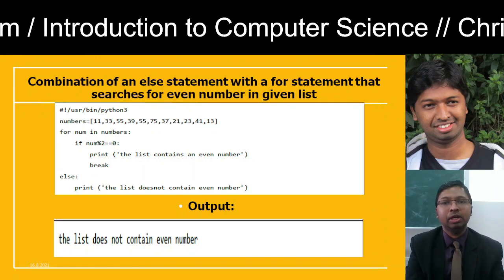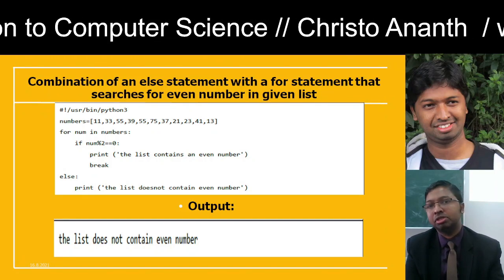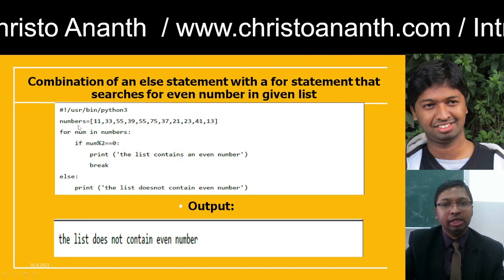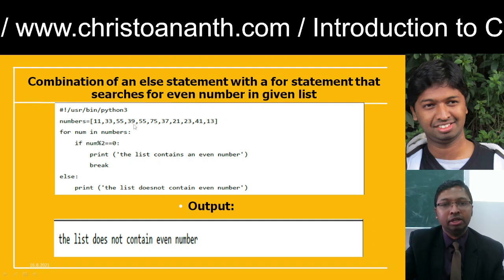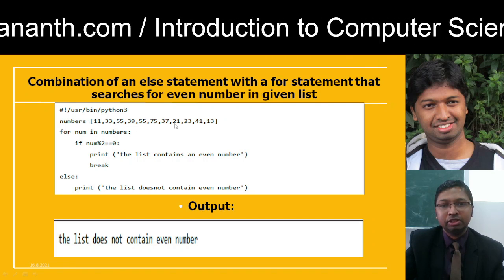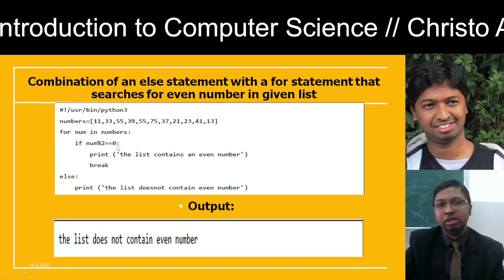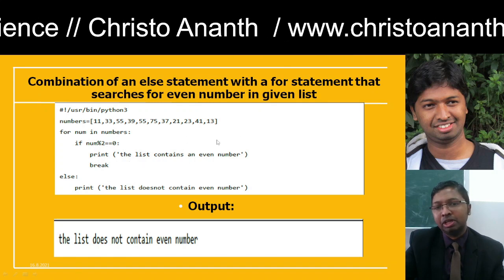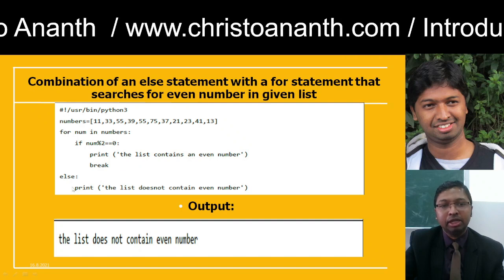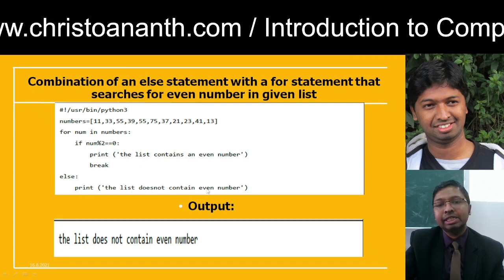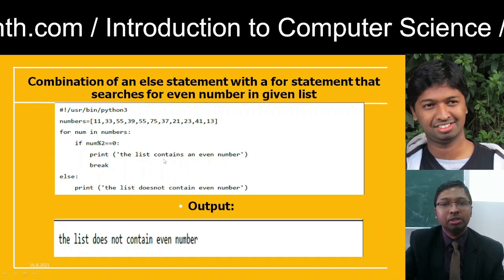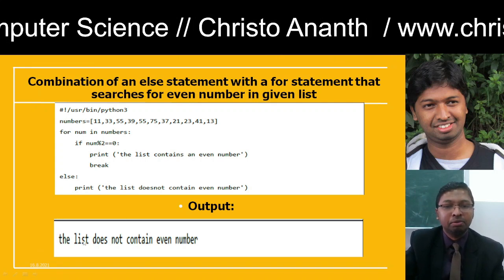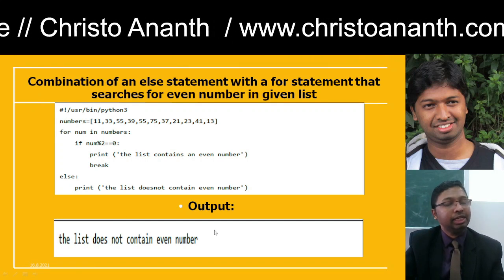This is a combination of else statement with a for statement that is going to search for an even number in the given list. Here you have #!/usr/bin/python3 and numbers 11, 33, 55, 39, 55, 75, 37, 21, 23, 41 and 13. Then for num in numbers, if num % 2 == 0, which means the list contains an even number, then break, and in the else case print the list does not contain even number. Here everything is an odd number, so it will print the output: the list does not contain even number.